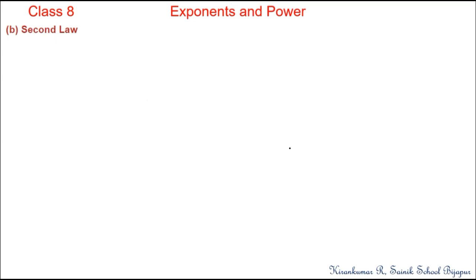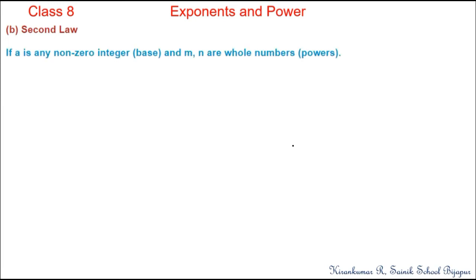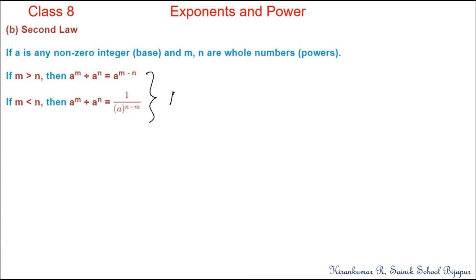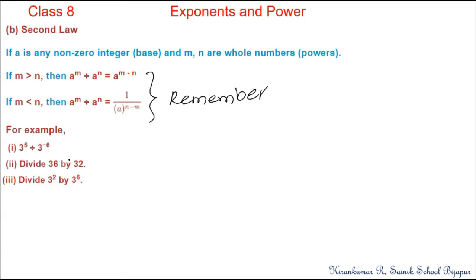Second law: if a is a non-zero integer, which is the base, and m and n are the powers, if m is greater than n, then a to the power of m divided by a to the power of n is a to the power of m minus n. If m value is less than n, then we get it as 1 upon a to the power of n minus m. These laws you must remember. Let's see examples. Here there are 3 questions. We shall solve them.